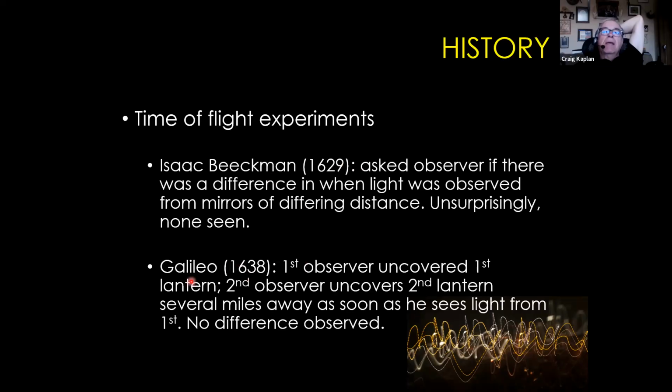Around the same period of time, Galileo constructed an experiment where one observer uncovered one lantern, and a second observer several miles away, as soon as he saw the light from the first observer, uncovered his lantern. And again, even though the distance here was several miles away, there was no observed difference. And that's because light is moving much faster than we can perceive it in this case. But they're all getting at the fact that there should be a difference in distance.